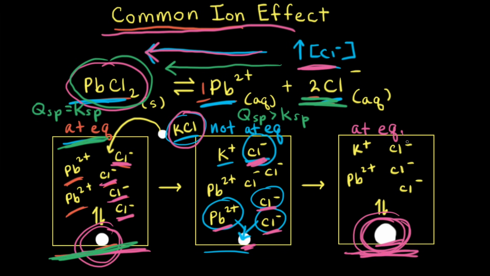In order to decrease the value for Q, the system needs to move to the left, and the system will continue to move to the left until Qsp is equal to Ksp again and the system is at equilibrium. A shift to the left means an increase in the amount of PbCl2, which therefore decreases the solubility of PbCl2. But it doesn't change the value for Ksp. Ksp for PbCl2 stays the same at the same temperature.